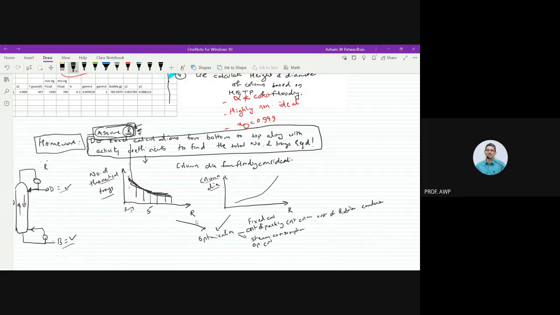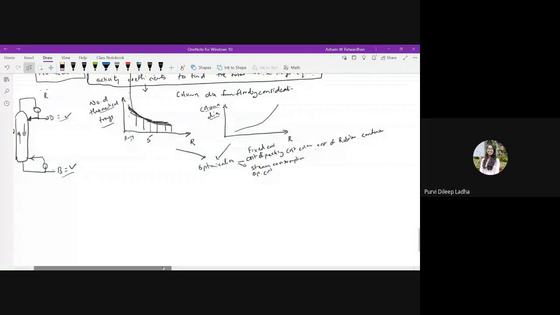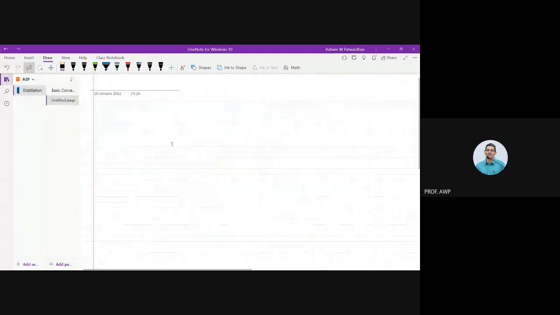And you should also be able to do the dew point calculation. You should also be able to start from here and then go down. Again, it's an Excel calculation. Do you agree? Will you be able to do it? Yes, sir. Shall we go to the next part? Does anybody have any doubts? Shall we go to the next part? Yes, sir.